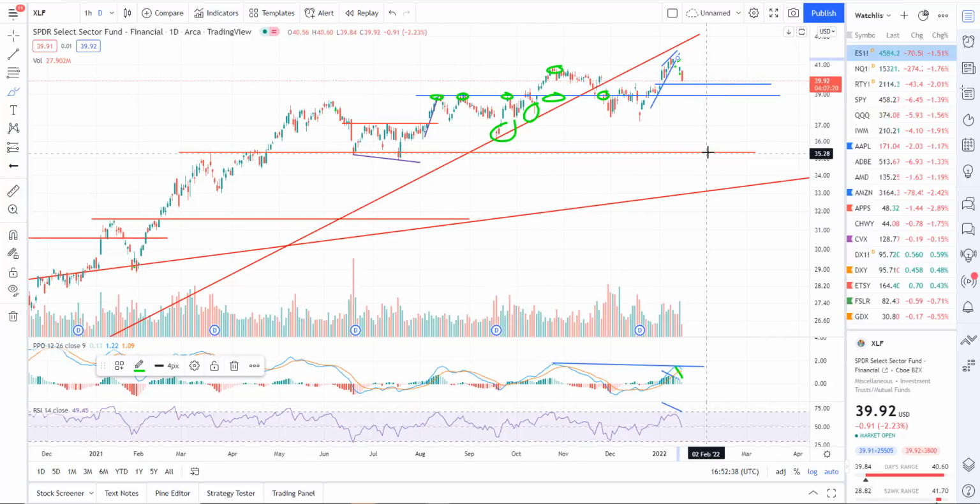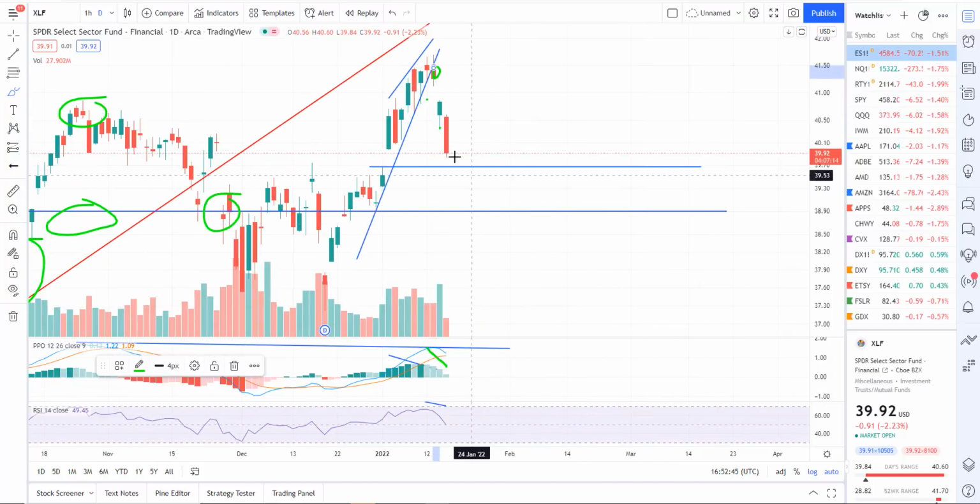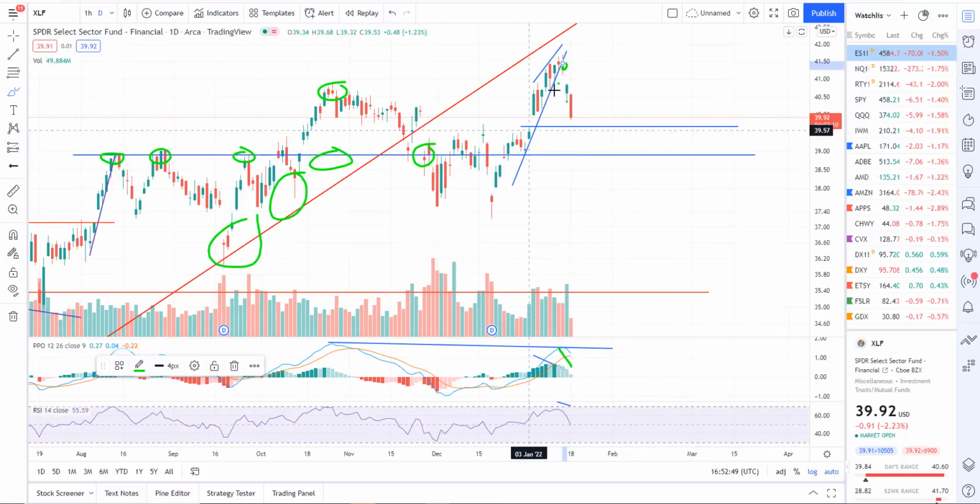And then there's even better support down here, down at 35 area. So those are kind of key levels of support. We'll see. We're not going to head straight down. We're going to bounce along the way. But it does look like we've started a downtrend. So I am anticipating more downside in the coming weeks to months, basically.